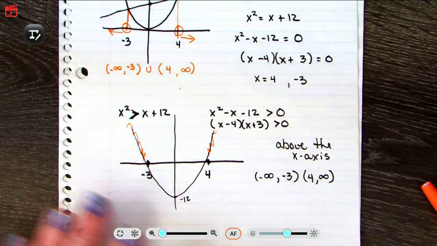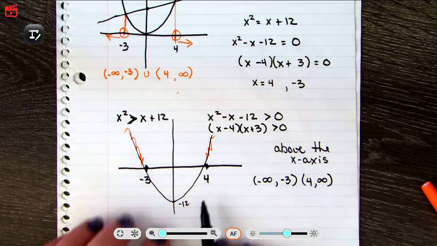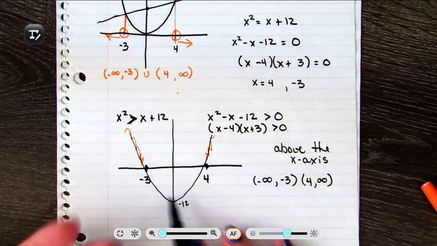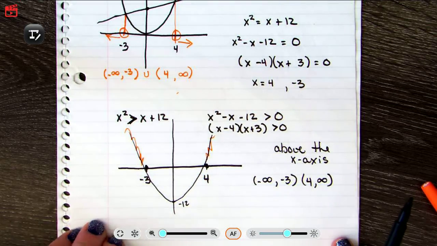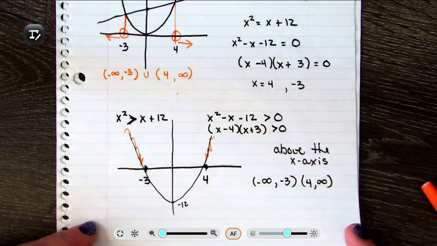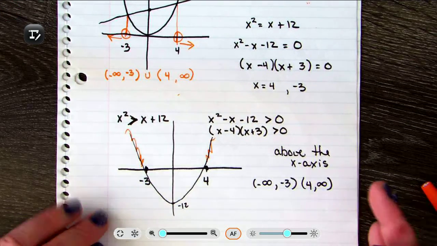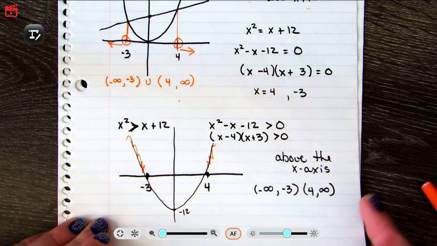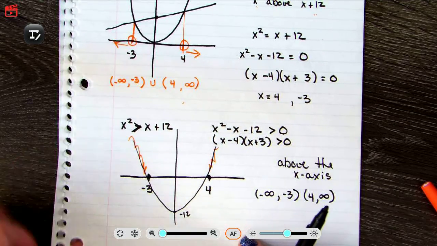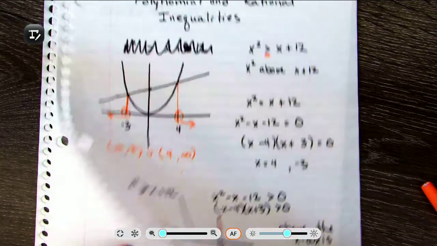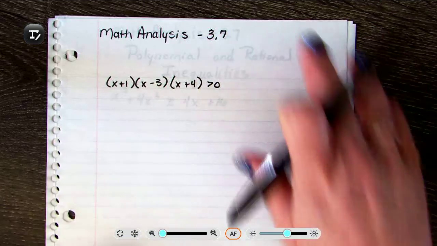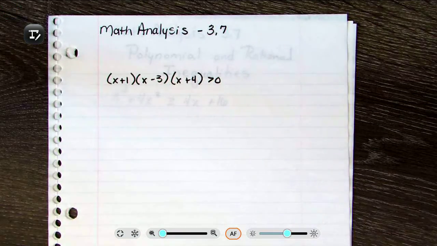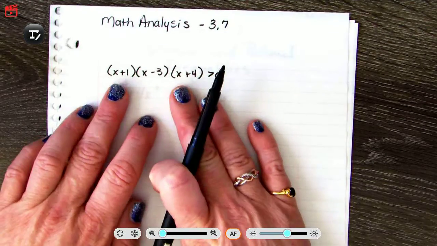And this one I could do relatively easily because it was a parabola and I knew that it opened upward because the leading coefficient is 1, which means it opens upward, and we talked all about that at the beginning of chapter 3. But we can do this idea even more when we have something a little bit more complicated. So I'm going to do another one here on this video that's a little bit more complicated. It's not overly complicated because I do have it factored.